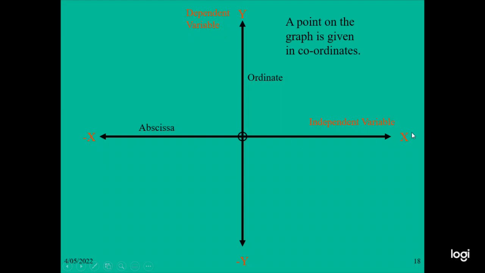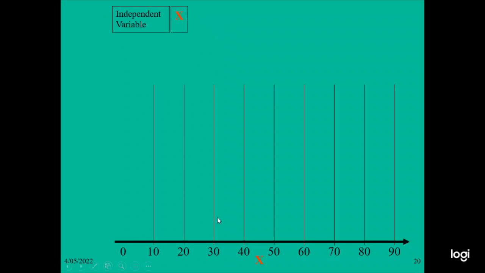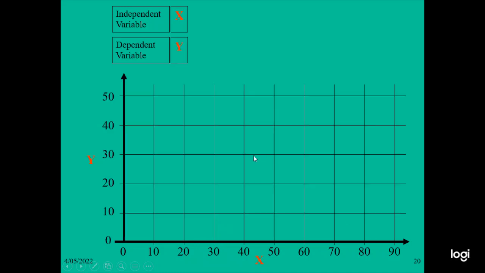A point on the given graph is given by its coordinates. So this is X1 and Y1. This is a coordinate. This coordinate is X2, Y2. Part of the graph is the X axis: independent variable X is here, dependent variable Y is here. So in this case, X equals 10, Y equals 8. So X is 10 here, Y equals 8. This one you can allocate.